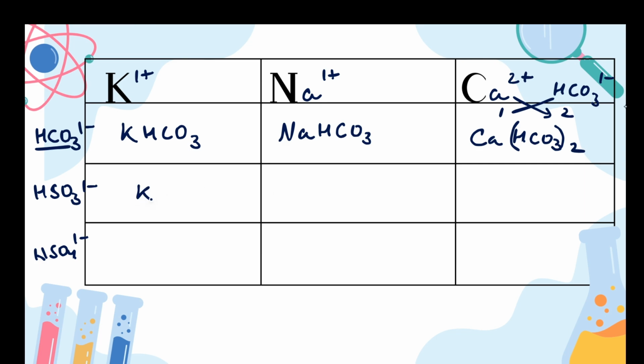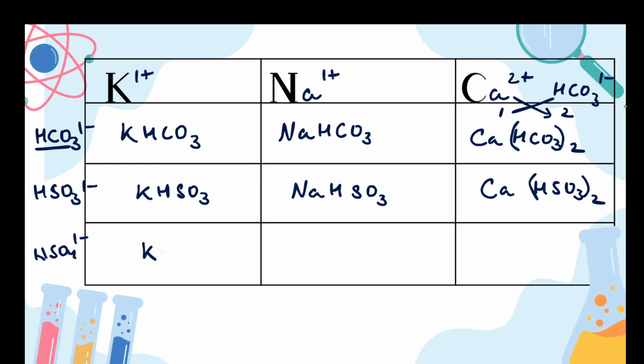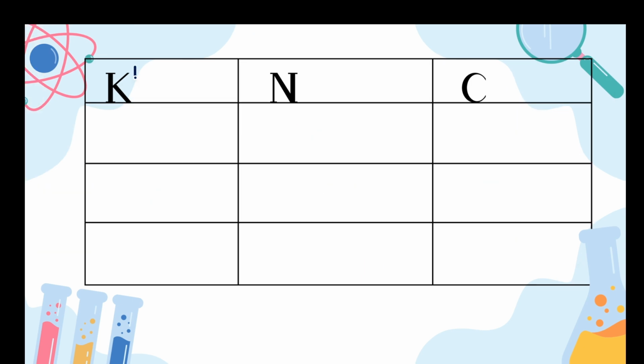Then potassium bisulfite will be KHSO3, sodium bisulfite will be NaHSO3, and calcium bisulfite will be Ca(HSO3)2, with the bracket and 2. Then potassium bisulfate will be KHSO4, sodium bisulfate will be NaHSO4, and calcium bisulfate will be Ca(HSO4)2. Again the radical is within brackets, with 2.